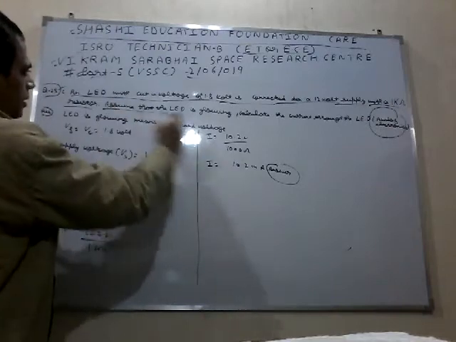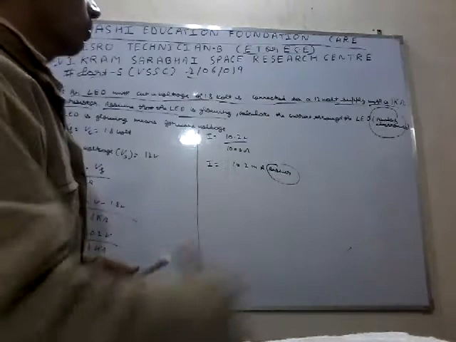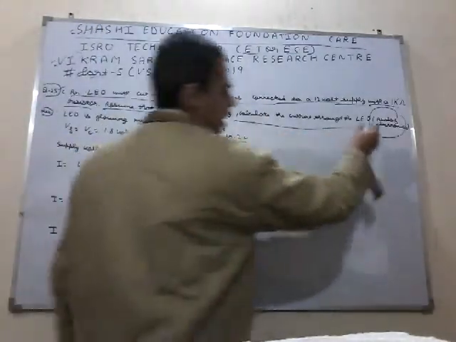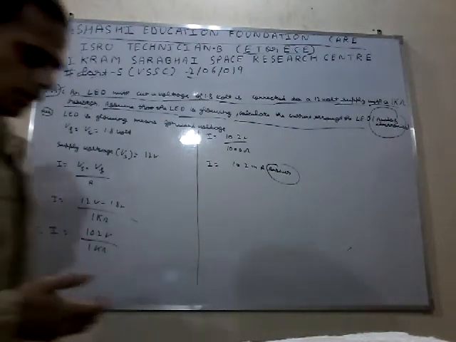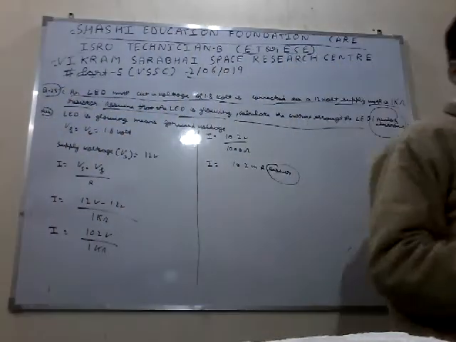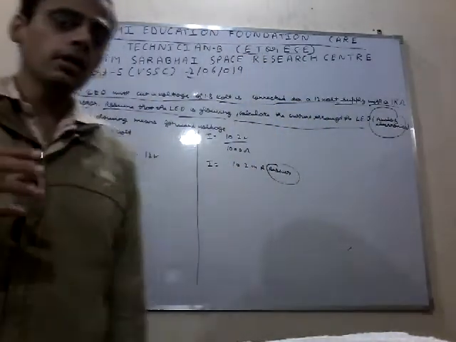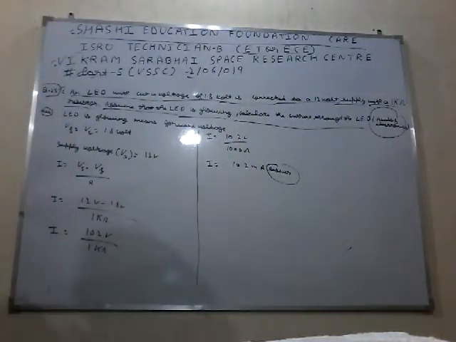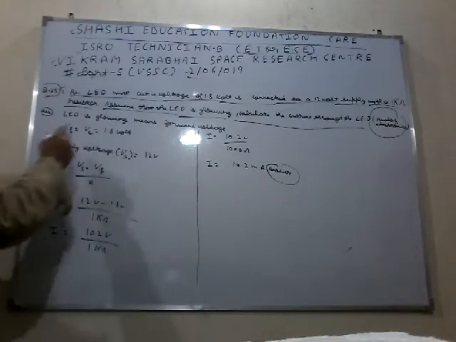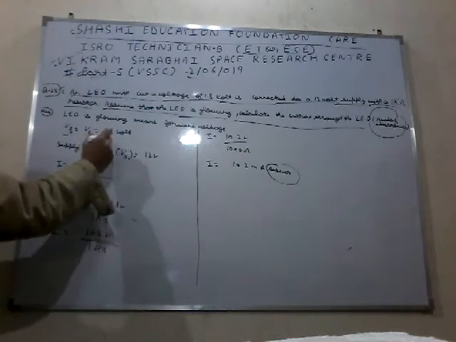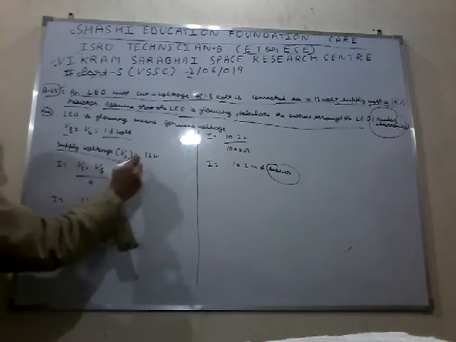Assume that the LED is glowing. Calculate the current through the LED. They need us to calculate the current through the LED, and the assumption is that the LED is glowing. So the LED cut-in voltage is equal to the forward voltage, 1.8 volt. The supply voltage is 12 volt, Vs equals 12 volt.